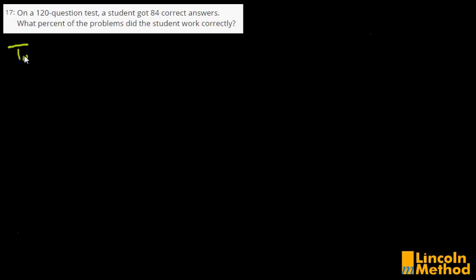So out of a total of 120 questions, he scored 84 answers, or answered 84 questions correctly. So the number of correct answers is 84, and the total number of questions on the test is 120. What we need to find is the percent of the problems that the student did correctly.